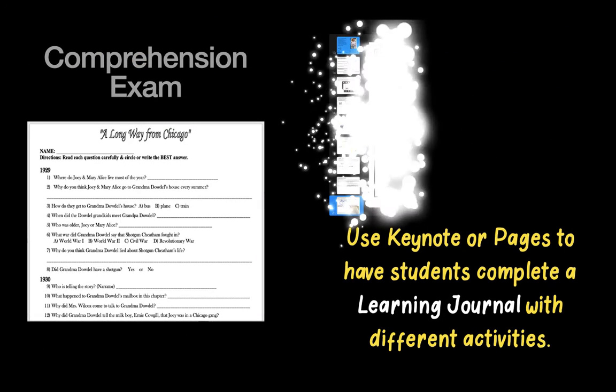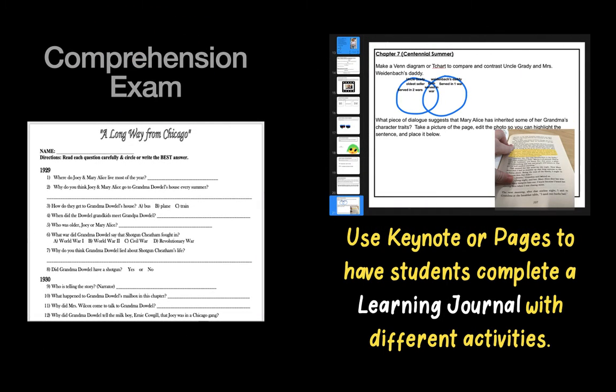Or there's the comprehension exam. You read a novel, you ask questions. Maybe instead of doing that, you could use Keynote or Pages and have students complete a learning journal with different activities. This could be everything from finding text evidence and Venn diagrams, like you see in the example, to video responses, audio responses, writing, drawing. Really, you have so many choices.